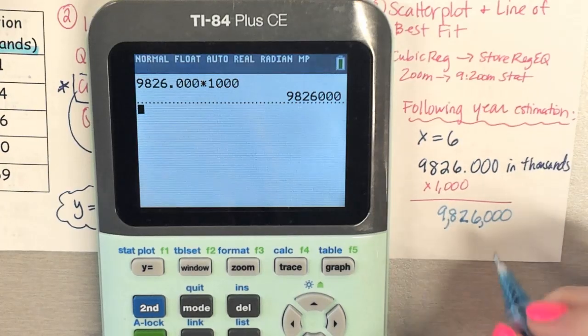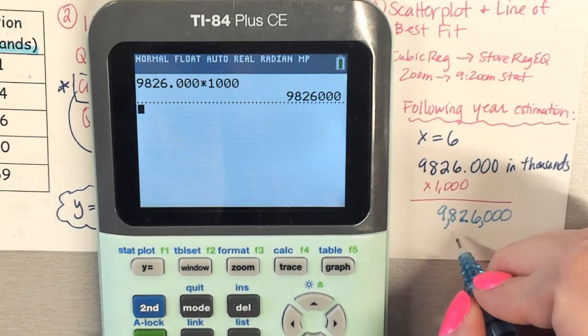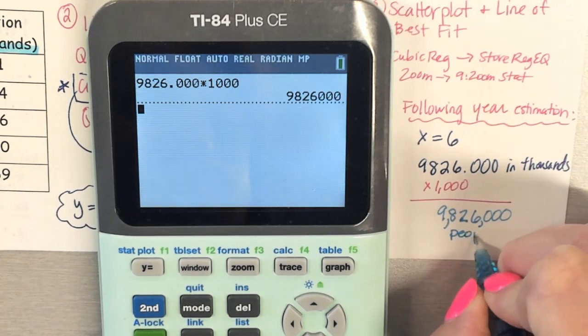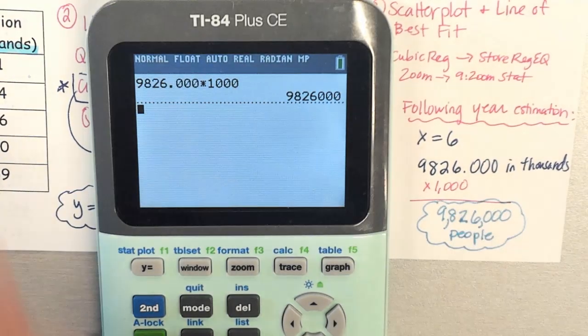So it's 9,826,000. This is the population of a city, so this is going to be people. You are going to include your units on there. If that went well for you, you are going to start your assignment. If you need help, I'm going to walk around and help you.